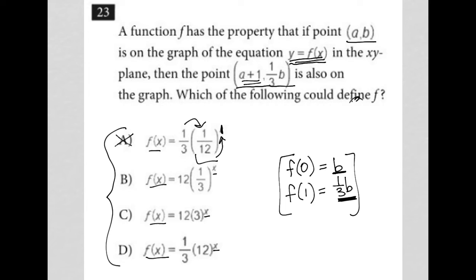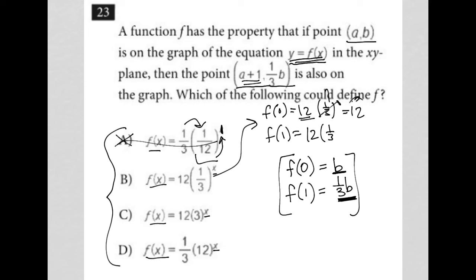Choice B, so A is gone. At f of 0, we have 12 times 1/3 to the 0 power. This becomes 1, and 12 times 1 is 12. And again, at f of 1, we expect to have the previous answer times 1/3. Is that what we get? Well, let's see. We'd have 12 times 1/3 to the first power. 1/3 to the first power is still 1/3, and 12 times a third is 4. That matches exactly what we were looking for, which means choice B has to be the correct answer.